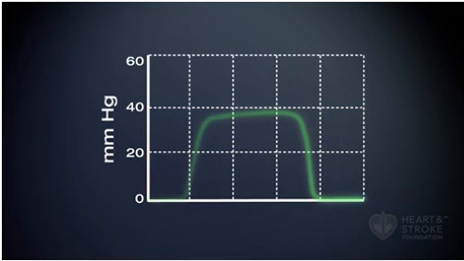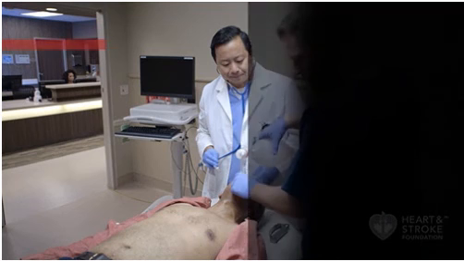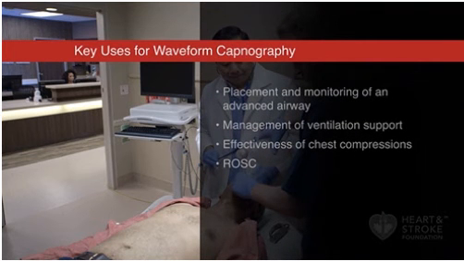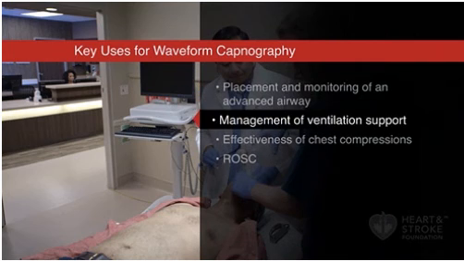For patients with normal perfusion, an end-tidal CO2 reading of less than 35 millimeters of mercury indicates hyperventilation. A reading of more than 45 suggests hypoventilation. In the patient with adequate circulation, the key uses for waveform capnography include the placement and monitoring of an advanced airway and the management of ventilation support.